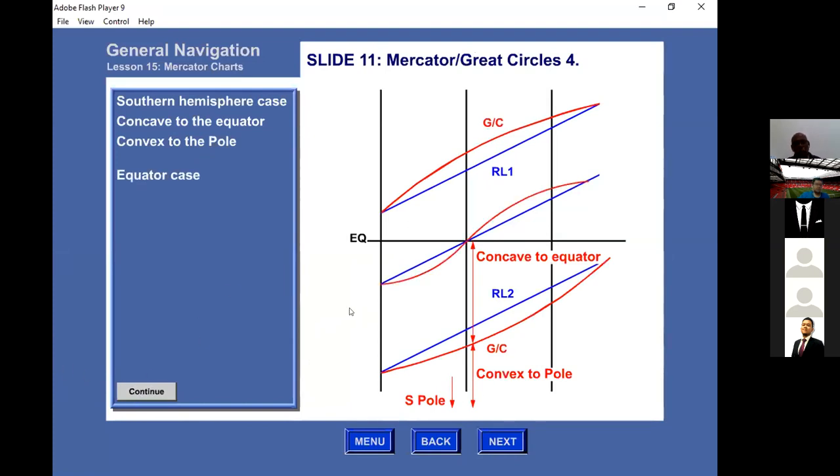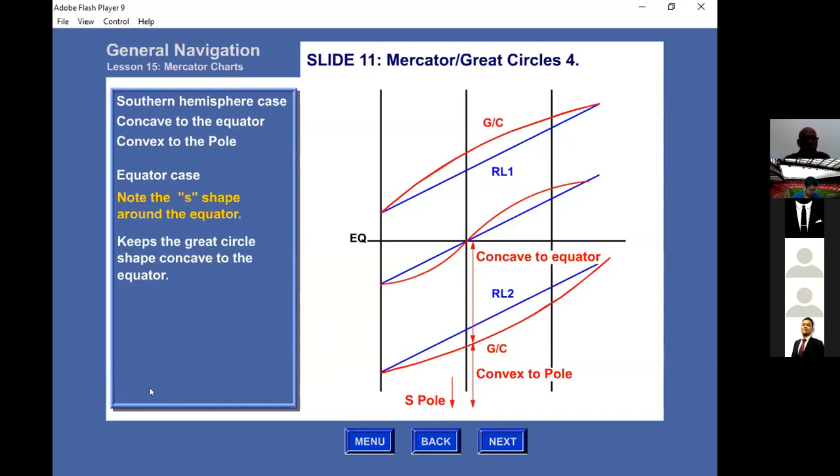Okay. Now when you talk of this great circle track which crosses this equator in this fashion, then it still obeys the same rules. See, this is convex to the pole and concave to the equator, this red line. Similarly, the red line, that is the great circle track in the northern hemisphere, is concave to the equator, okay, and convex to the pole. All right, okay. So there'll be an S shape of the great circle track when it crosses the equator. So keep the great circle shape concave to the equator.